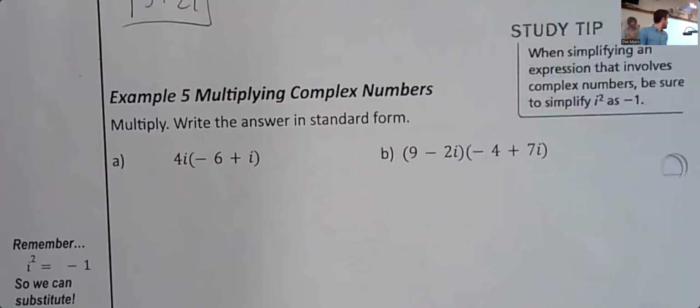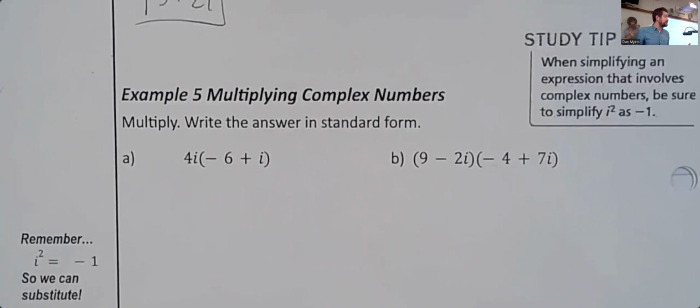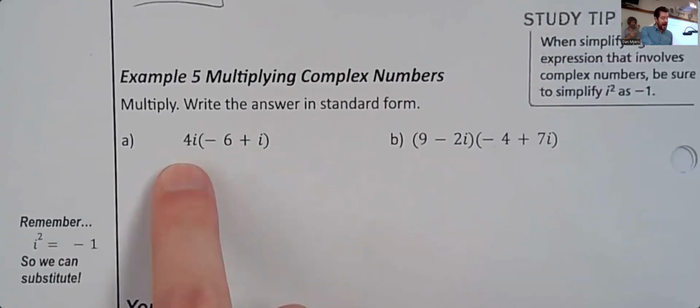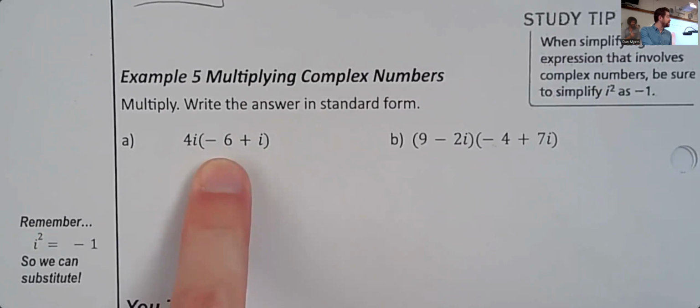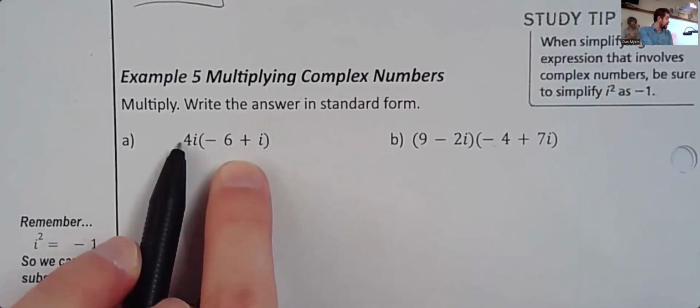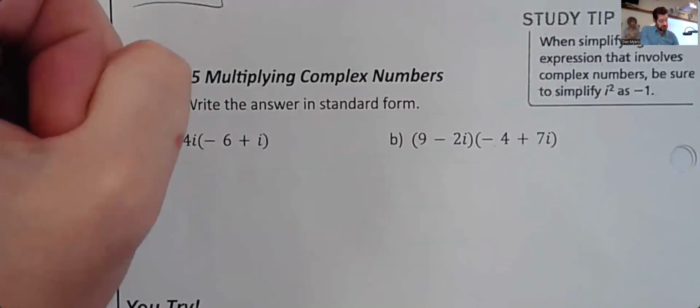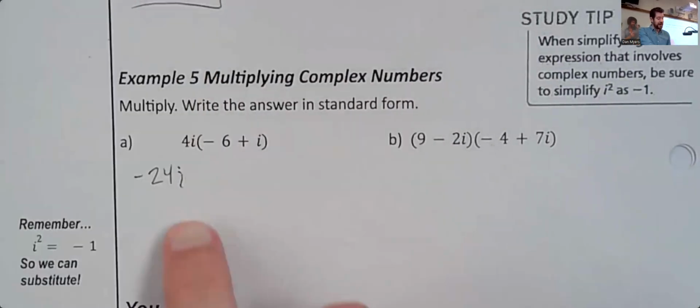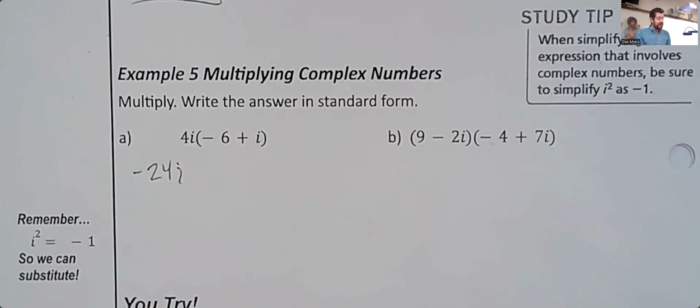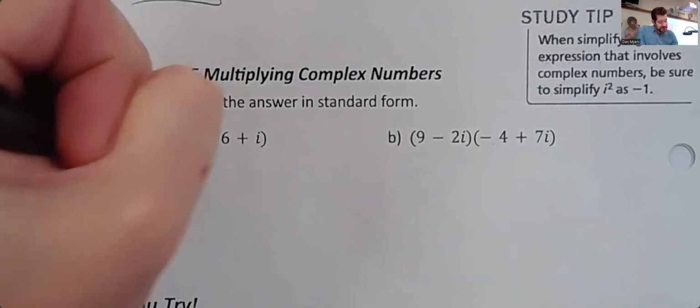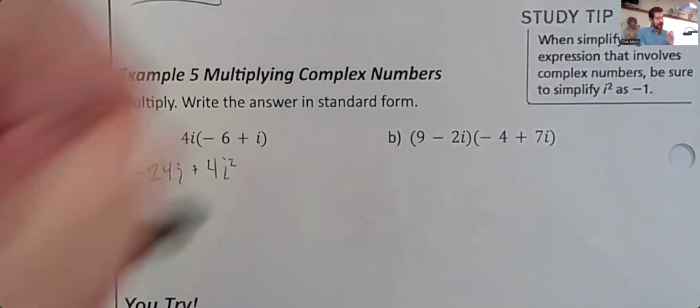So here we go. Distributive property. So that'll be 4i times -6. All you have to do is multiply. This is like multiplying numbers and variables. Multiply the regular numbers together, -24. Put the variable or the imaginary unit at the end. Okay, -24i. And then if you multiply 4i times i, this would be plus 4i squared.